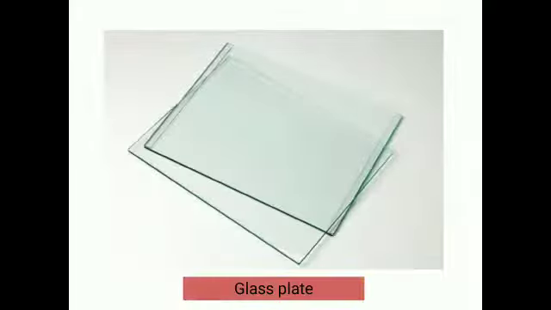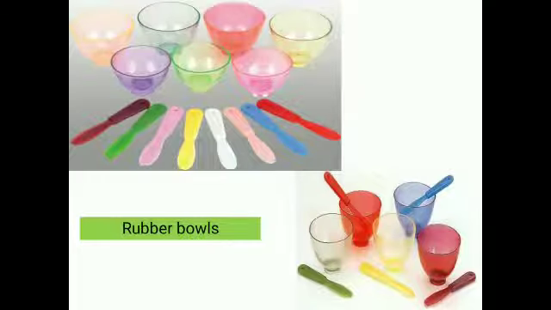Glass slab, it is used for arranging of teeth according to the glass plate relation. Rubber bowl is made up of plastic and soft rubber. It is used for mixing of alginate, mixing plaster, stone and investment material.